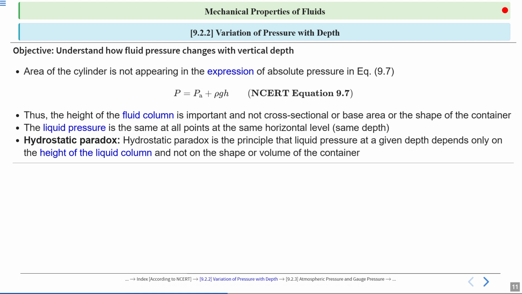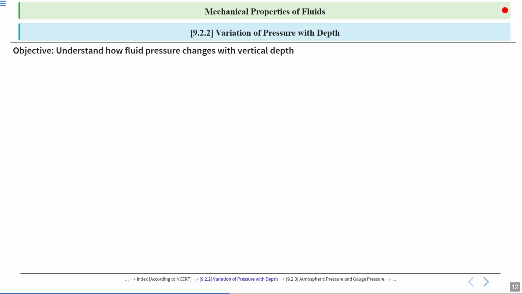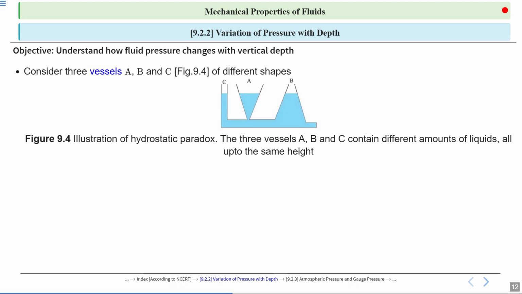Hydrostatic paradox. This principle states that the pressure at a given depth in a fluid depends only on the height of the liquid column, not on the shape or volume of the container. Now, let's consider three vessels labeled A, B, and C, each with a different shape. Look at figure 9.4.